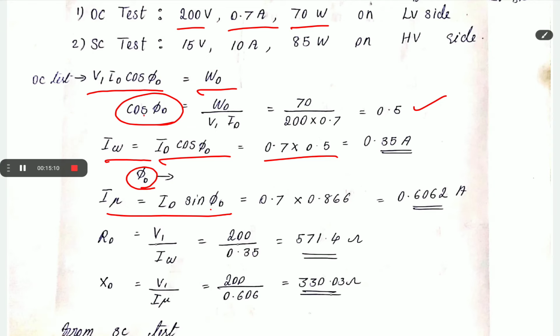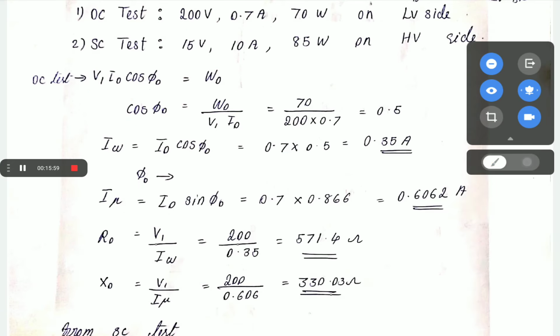We know our no load resistance parameter R0 is the voltage divided by the working component of current, V1 by Iw. Let's learn all these equations: V1 I0 cos phi 0 is equal to W0, and the working component of current is equal to I0 cos phi 0. The magnetizing component is I0 sin phi 0. Then R0 is equal to V1 by Iw, and X0 is equal to V1 by I mu. If you know these equations, you can find them directly. Substitute these values, then you will get R0 and X0.